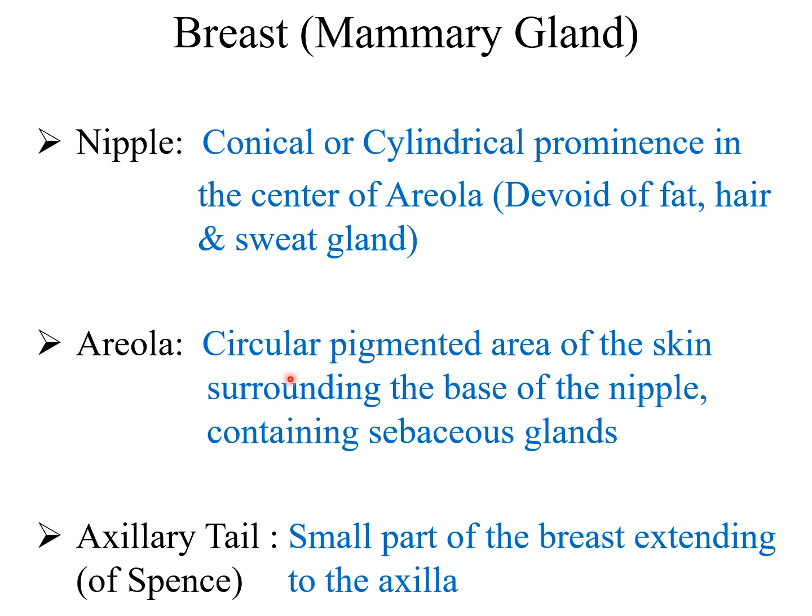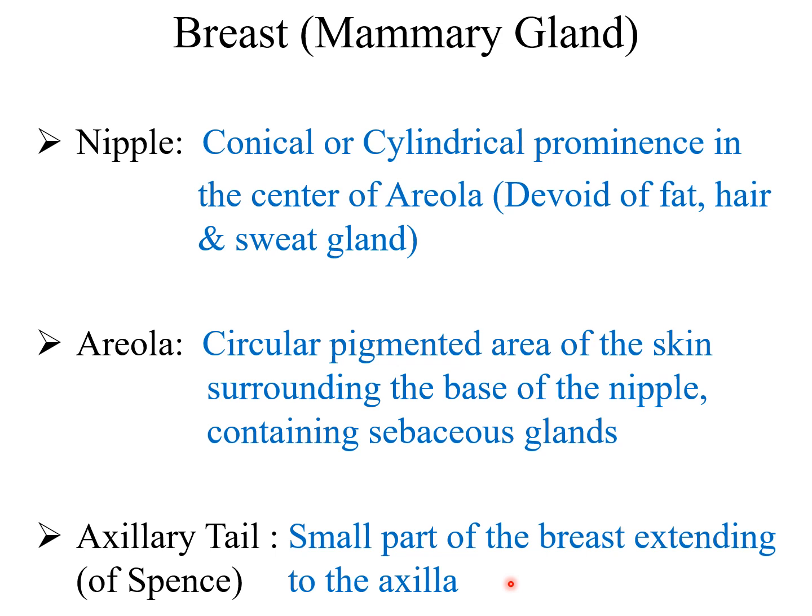Now areola is a circular pigmented area of the skin surrounding the base of the nipple, and it contains large sebaceous glands and also contains sweat glands. So a dark pigmented area around the base of the nipple contains sebaceous glands, and they also contain sweat glands. And the third structure, which is part of the breast, is a very small part of the breast which extends to the superficial part of the axilla, and it extends from the most upper outer quadrant, which we will show in a minute.